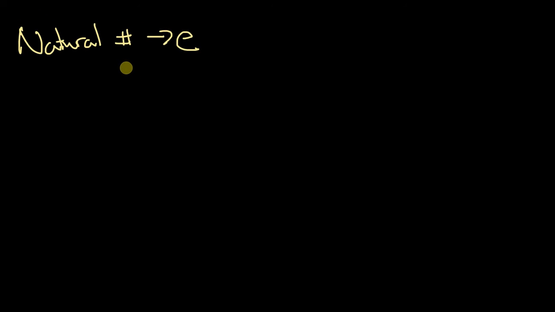And this natural number was discovered by Mr. Euler, a Swiss mathematician in the 1700s who discovered this number. And it would ultimately change the game of taking derivatives of exponentials.